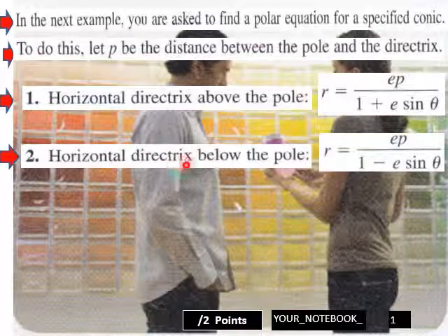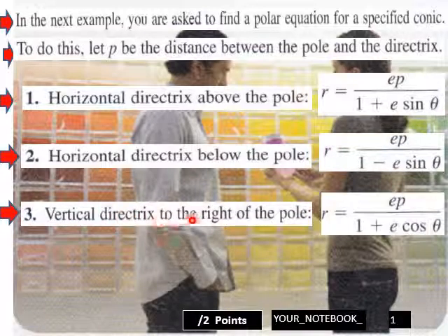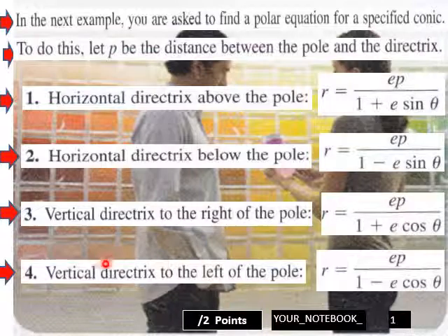And then a horizontal directrix below the pole, you're going to have r equals ep over 1 minus e sine theta. You'll know that immediately. And then for 3, vertical directrix to the right of the pole, you have ep over 1 plus e cosine theta. And then vertical directrix to the left of the pole, it'll be r equals ep over 1 minus e cosine theta. So these are fast and easy indicators of how your graph is going to look.